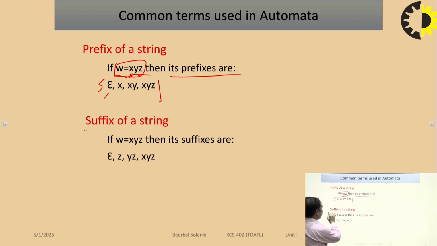Now the suffix of a string. If W is a string in the form XYZ, then its suffixes can be null, epsilon, Z, YZ, or XYZ.